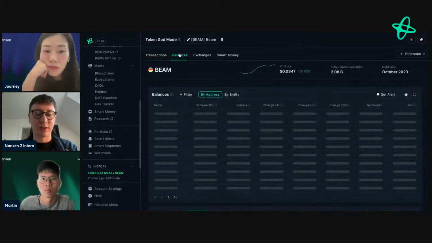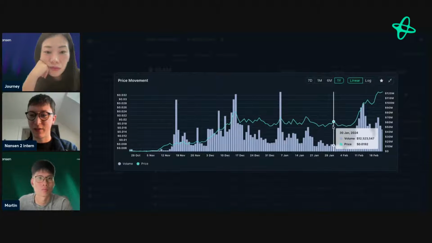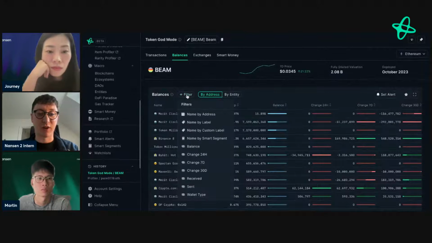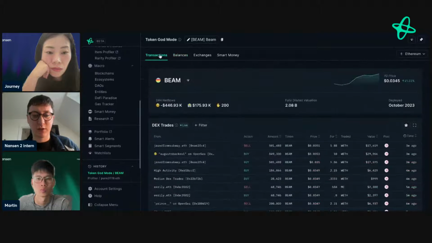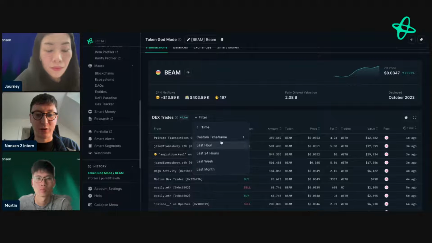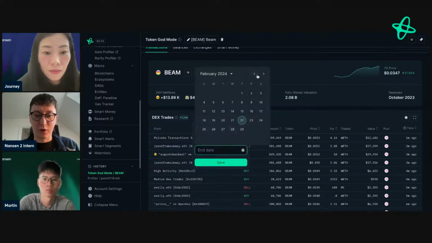What I find interesting as well is when we apply filters on the interesting movements: if anyone bought between, let's say, the 30th of January up until the 9th of February, and they currently hold, or have just recently sold, they've probably made a really interesting trade, and I'm really interested in seeing that. So you can go to transactions, go to DEX trades, and from DEX trades you apply a filter here, do a custom time frame, and from there you would do from the 30th of January up until the 9th of February.